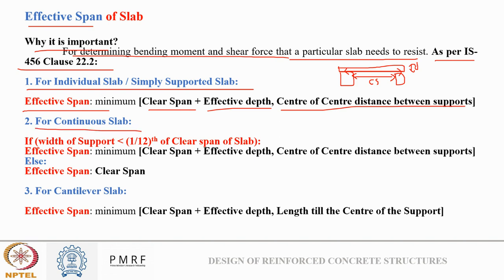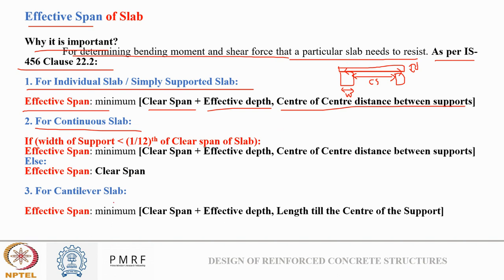For continuous slab, there are two cases. If the width of the support, suppose this width is W, is less than 1 by 12 times the clear span, then we say effective span is the minimum of clear span plus effective depth, and center to center distance between the supports. Else, if this case is not true, my effective span will be nothing but the clear span only.